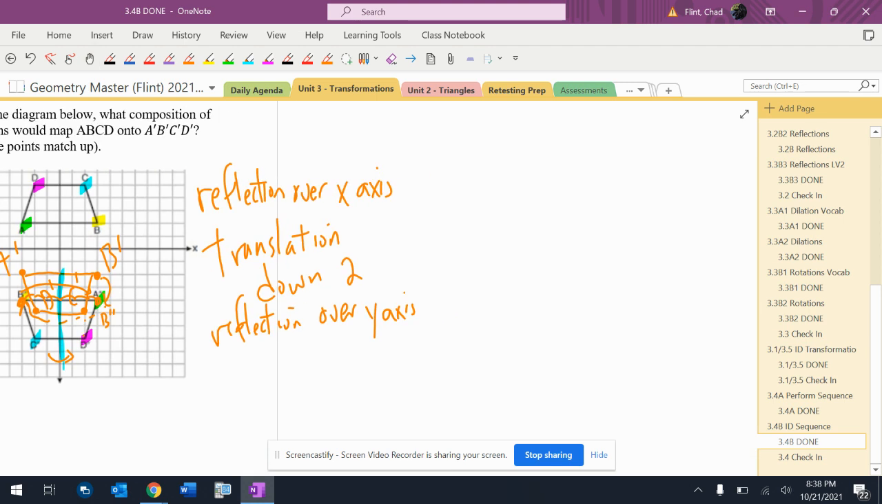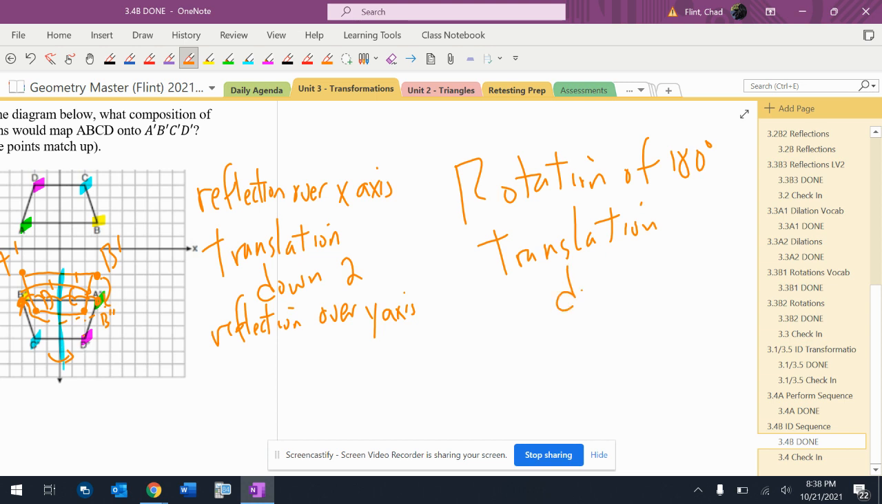But what you can do with this is you can do a rotation of 180 degrees, and it doesn't matter what direction you go. And then you can do a translation down 2. All right, and there's some other things that you can do to get an answer to this question, but those are the two most obvious ones.